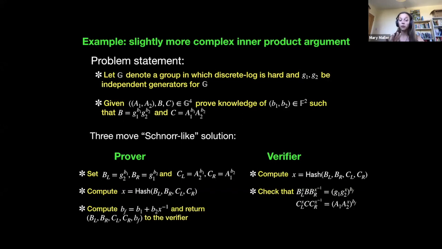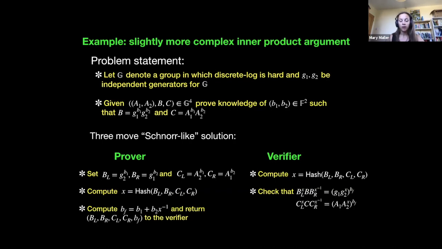Given these messages, you're then going to compute the hash of them in order to get some randomness x. And this x, you now know, is going to be entirely independent from BL, BR, CL, CR, because we're in the random oracle model. And from this x, the prover is then going to compute their second message, which I'm calling bF here to stand for b final, but there are other notations you could use. And they're going to compute bF to be equal to b1 plus b2 x to the minus 1. And then they're going to return their first message, BL, BR, CL, CR, and the second message, bF, to the verifier.